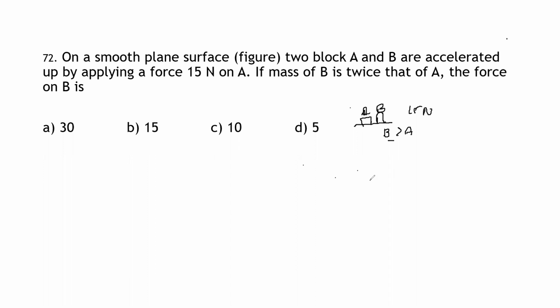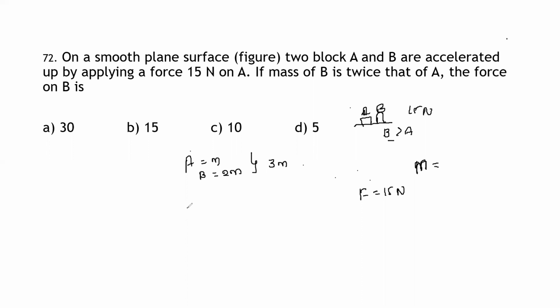Okay, so first here the force is given. The force is 15 Newton. Here they are saying that these two bodies are lying on the surface. Therefore, the net mass will be how much? Suppose I assume that the body A has mass m, and the body B, they have given that it is twice of A, that is 2m. Therefore, the total mass will be 3m.